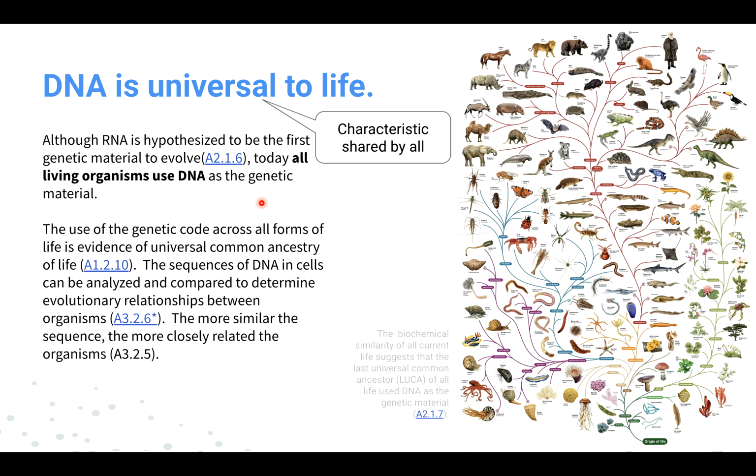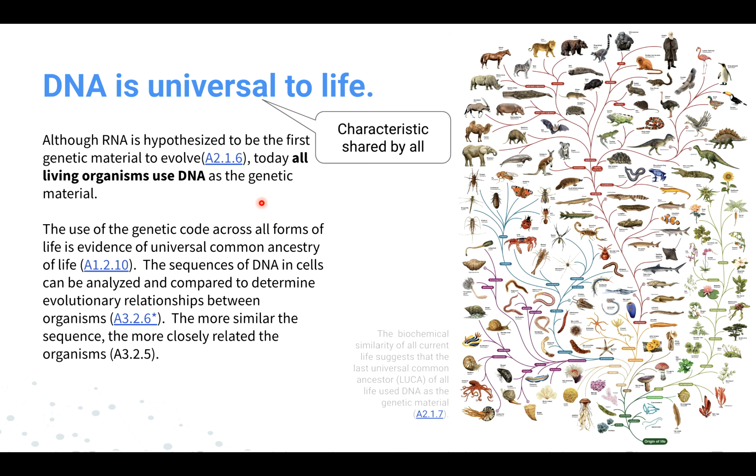So some viruses use RNA as genetic material. The use of the genetic code across all forms of life gives evidence of universal common ancestry. And the sequence of DNA in cells can be analyzed and compared to find the relationship between any species or organism. The more similar the sequence, the more closely related they are. That's how they can connect to the ancestor and find out how much similarity there is. More similarity means more closely related.